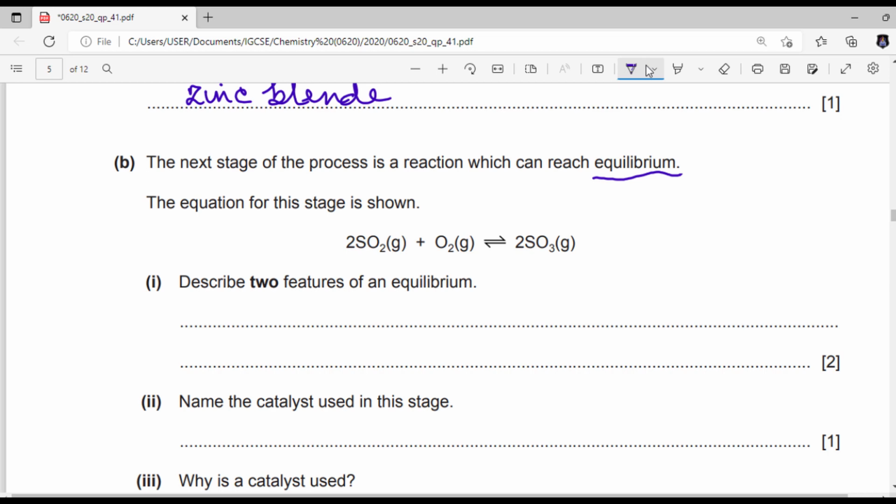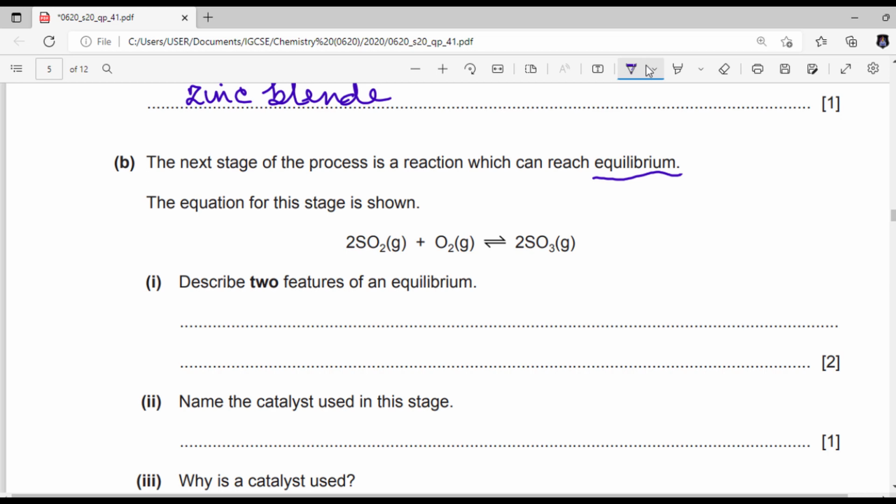What is an equilibrium? Equilibrium is a state in which there is no appreciable or observable change in the properties of a system with respect to time. I repeat, equilibrium is a state in which there is no observable or appreciable change in the properties of a system with respect to time. So when a system gets to a point whereby there are no observable changes in its properties with respect to time, then you can say the system is at equilibrium. So we are told to describe two features of an equilibrium.